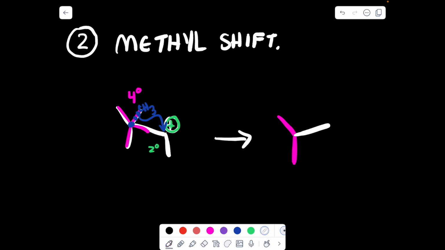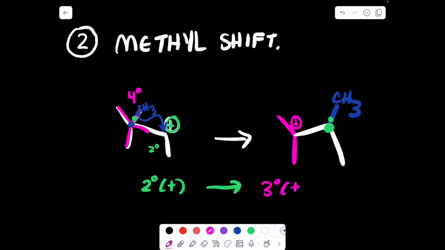So nothing changed besides the fact that the blue CH3 group jumped to that carbon. So this carbon, the one that was initially green, gained a bond. Well, it also lost an electron because the CH3 group took that green electron with it. So that left the carbon in a deficit of electrons, so cationic. Well, what this did was it moved a 2' carbocation to a 3' carbocation, which is way more happy.